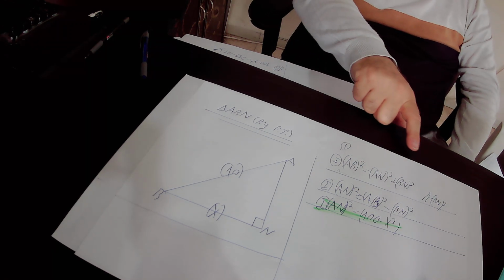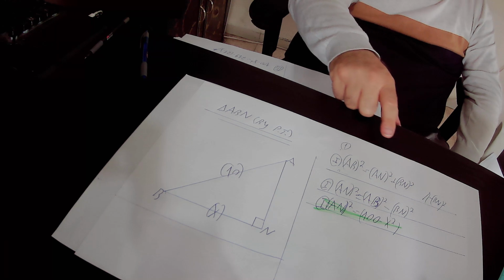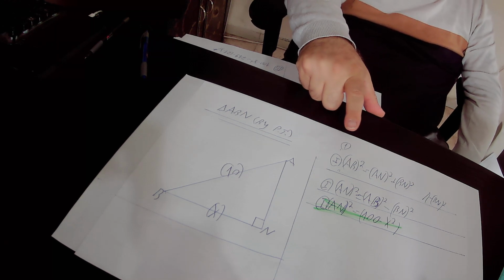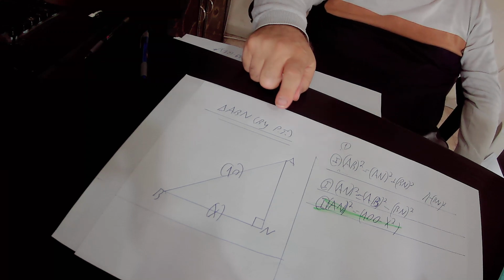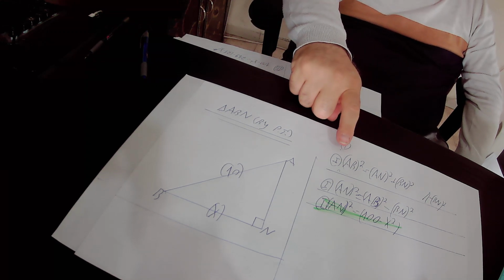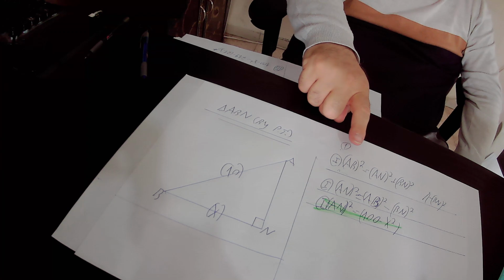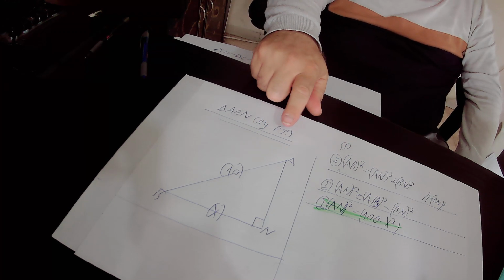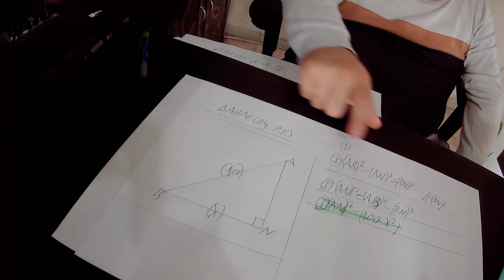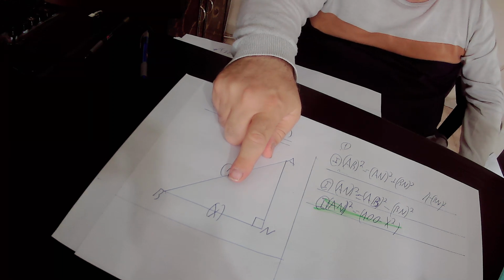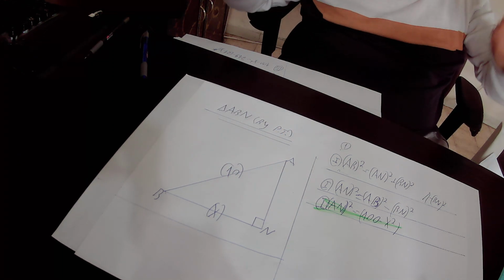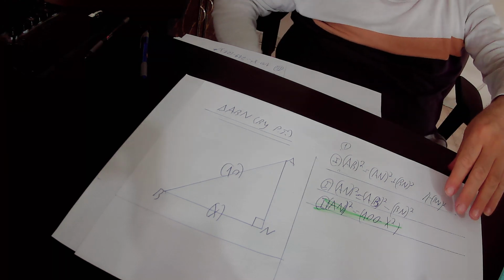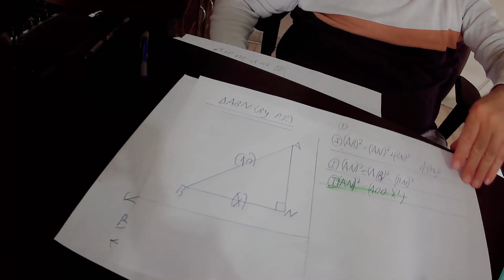Here we subtracted BN square from this equation, equation 1, and finally found out that AN square equals AB square minus BN square. AN is the missing side, so we leave it as it is. So AN square equals AB square. AB is 10, therefore AB square is 10 squared, that is 100, minus BN square. BN is x, therefore BN square is x square. So in conclusion, according to equation 1, AN square equals 100 minus x square.